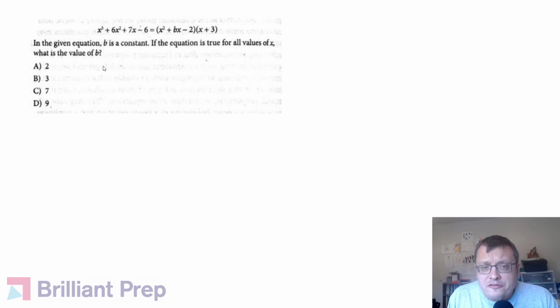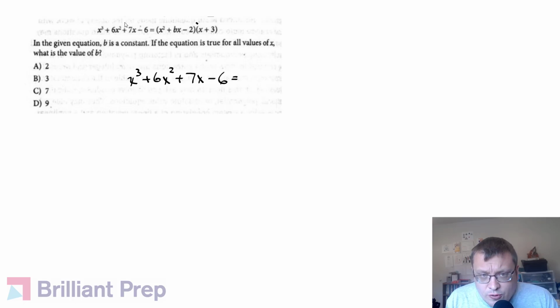Here we want to find the value of b, and we have this polynomial equal to some factored polynomial. A good rule of thumb on this test, when you see a polynomial that's been factored like this, one thing you can try is to FOIL it out or expand it out. And let's do that here. So on the left side, we have our x cubed plus 6x squared plus 7x minus 6.